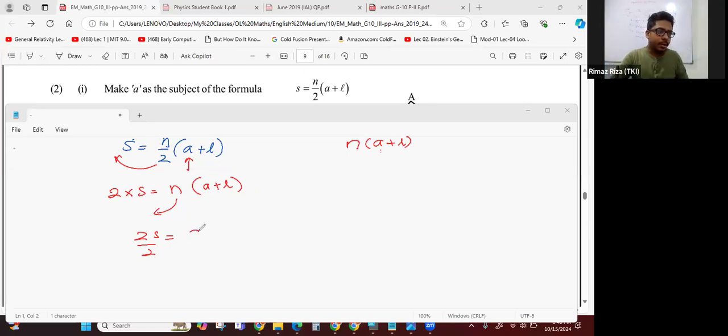So no need to put a bracket there. So we can write it as A plus L. We want to make A the subject, right? So we can take this L to the other side. Therefore, A equals, I'll take the L to that side.